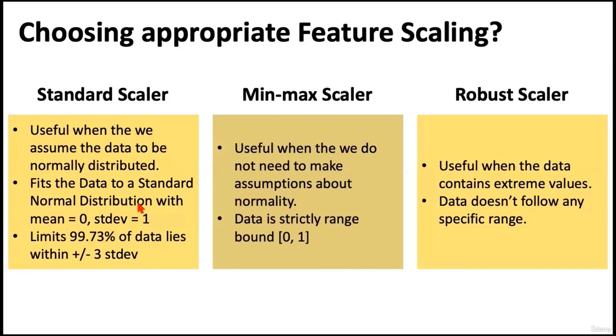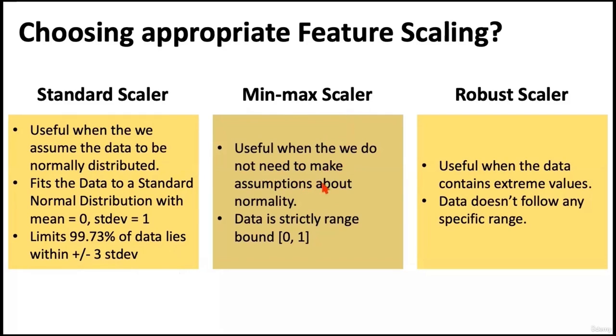Now, what is a standard normal distribution? A normal distribution which has a mean of 0 and standard deviation of 1. Now, going by the properties of a standard normal distribution, 99.73% of the data lies between plus minus 3 standard deviations. Now, the standard deviation here is 1. So 99.73% of the values that you obtain after performing standard scaling would lie between plus or minus 3, because 3 times the standard deviation is nothing but 3 into 1, which is 3.